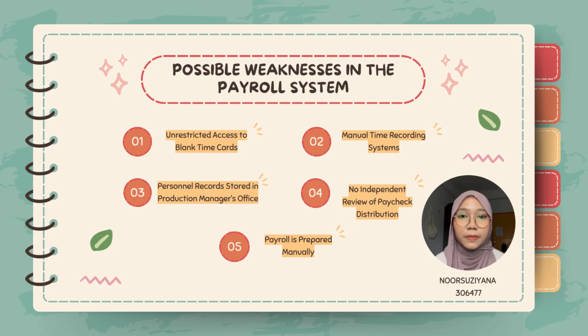Second, the company is still using a manual time recording system. Employees punch in and out, and this method heavily relies on employee honesty. It is prone to mistakes and makes it easier for buddy punching to occur, as there is no automation or real-time tracking in place. Third, personnel records are kept solely in the production manager's office.